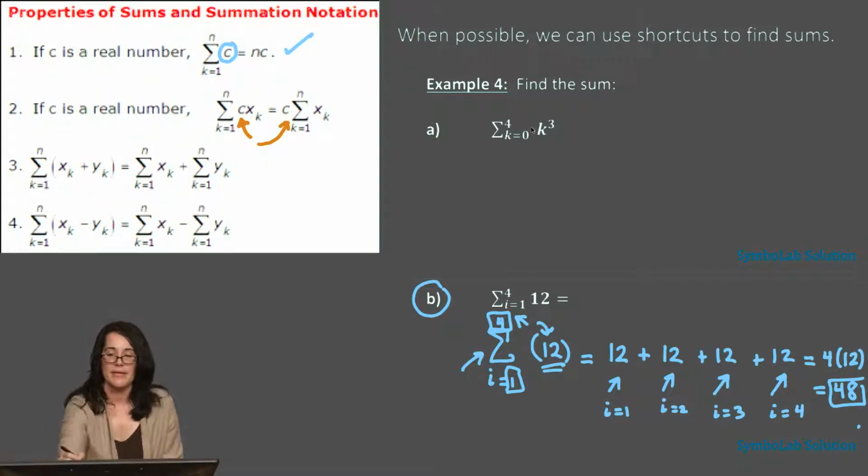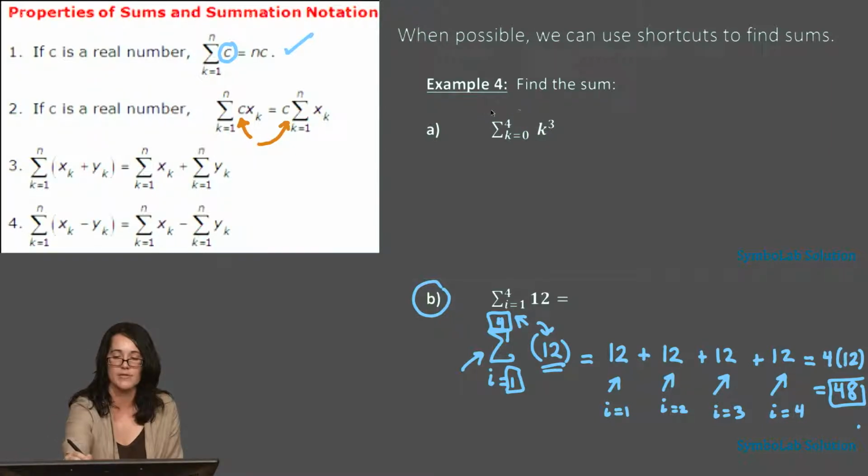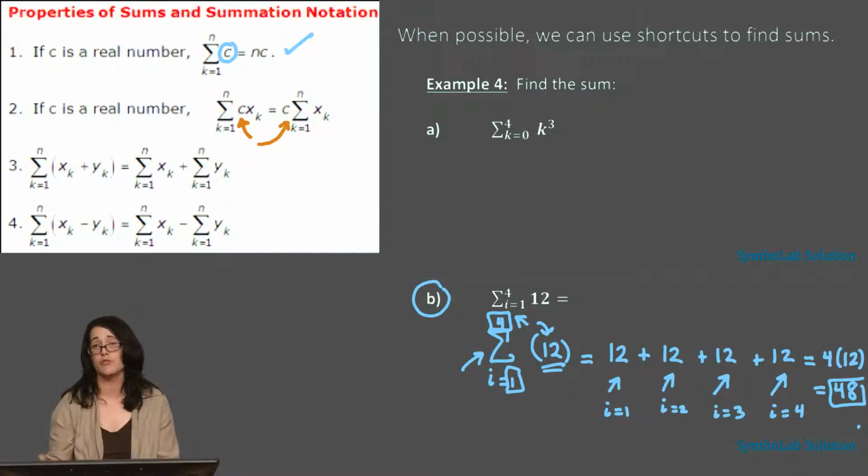Now that's not happening here, but if you had a number like a 2k cubed, for example, you could have put that 2 in front. That's what we're saying there. Okay, so that shortcut can save you time if you see it. If you don't see it, you'll just do it the long way.